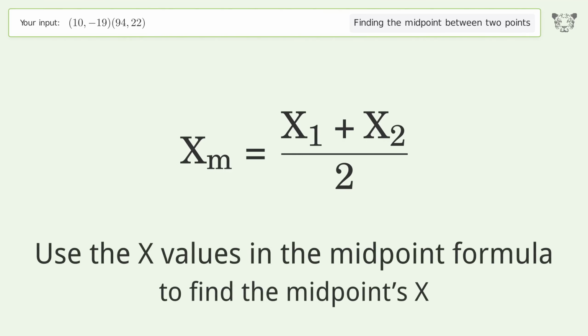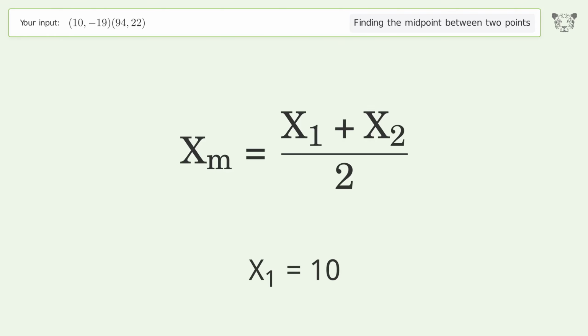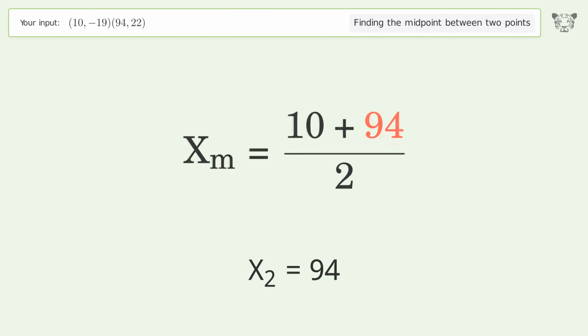Use the x values in the midpoint formula to find the midpoint's x. x1 equals 10. x2 equals 94. Simplify the arithmetic.